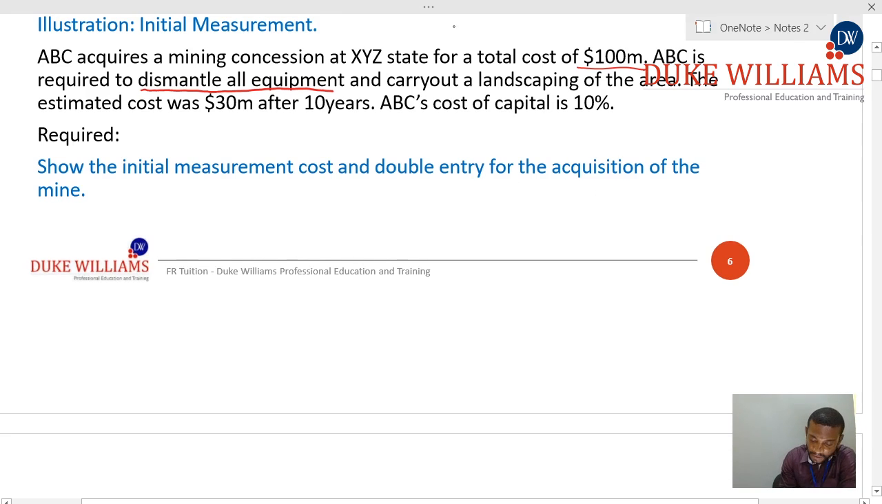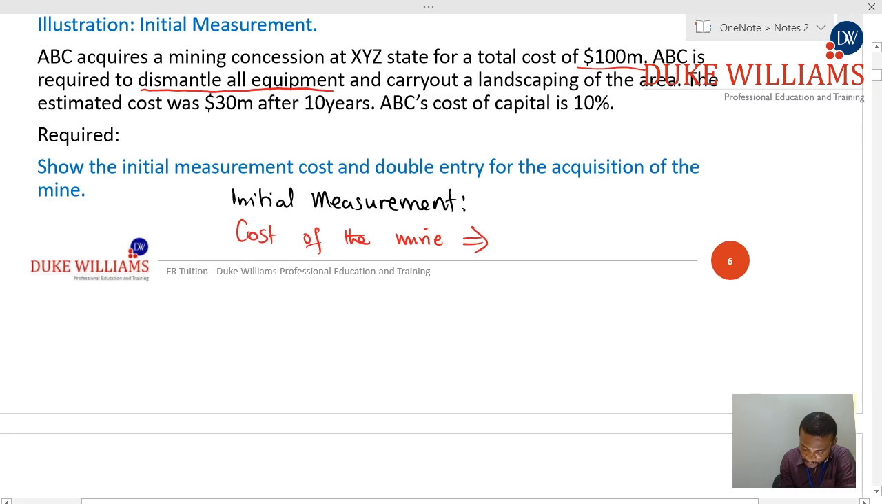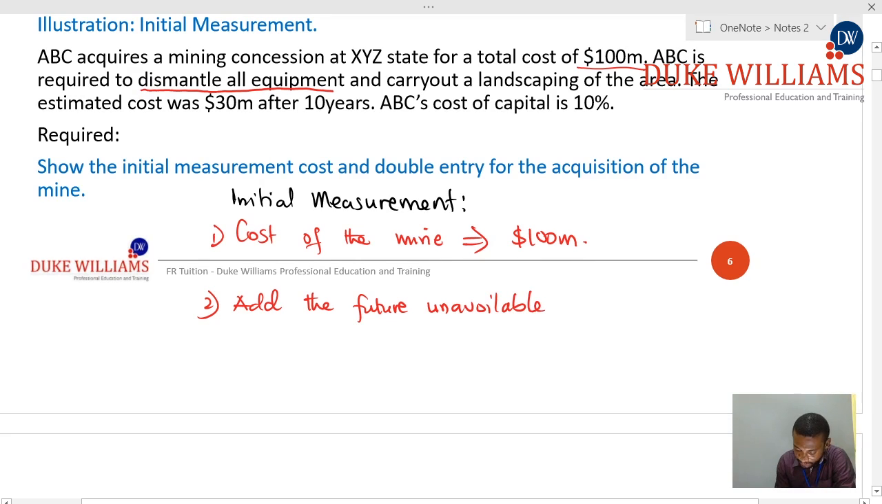Now let's see. The initial measurement is the cost. So initial measurement. We need the cost of the mine. So cost of the mine, which we have seen to be 100 million. That's the concession that they have acquired. That's 100 million. Now we would have to add, so point two, we add the future unavoidable cost, because it's an obligation, which is the dismantling and the landscaping of the area.